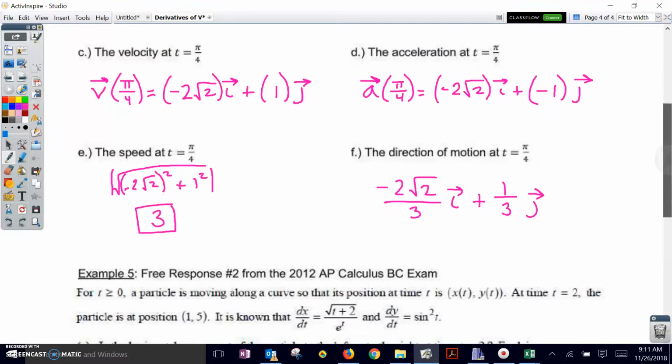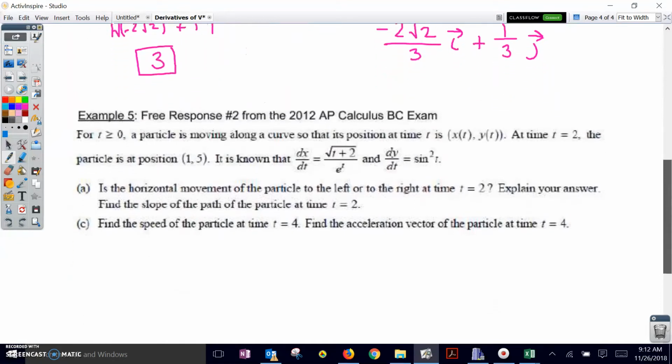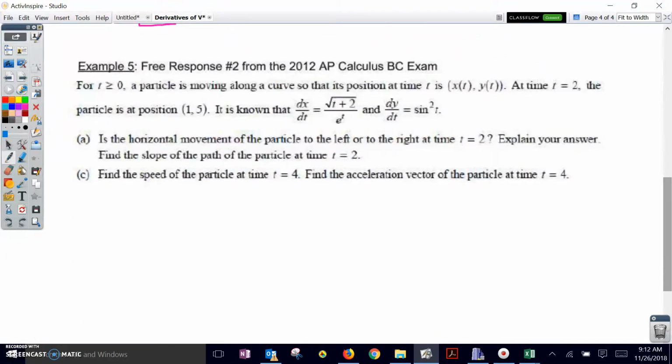So that's it for example 4. On to example 5. This is a free response number 2 from the 2012 AP Calculus BC exam. So it is a calculator section, or a calculator problem.